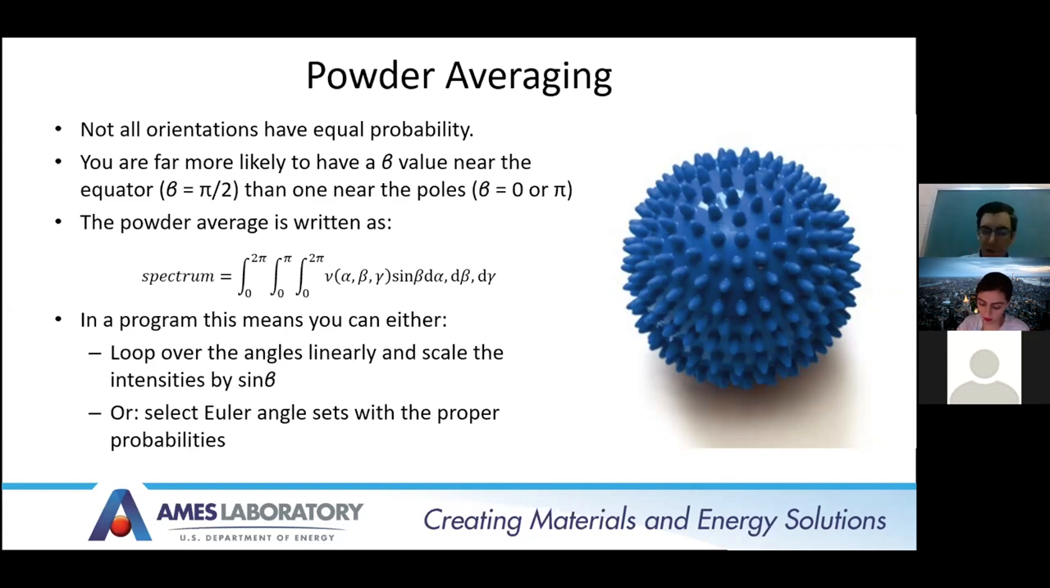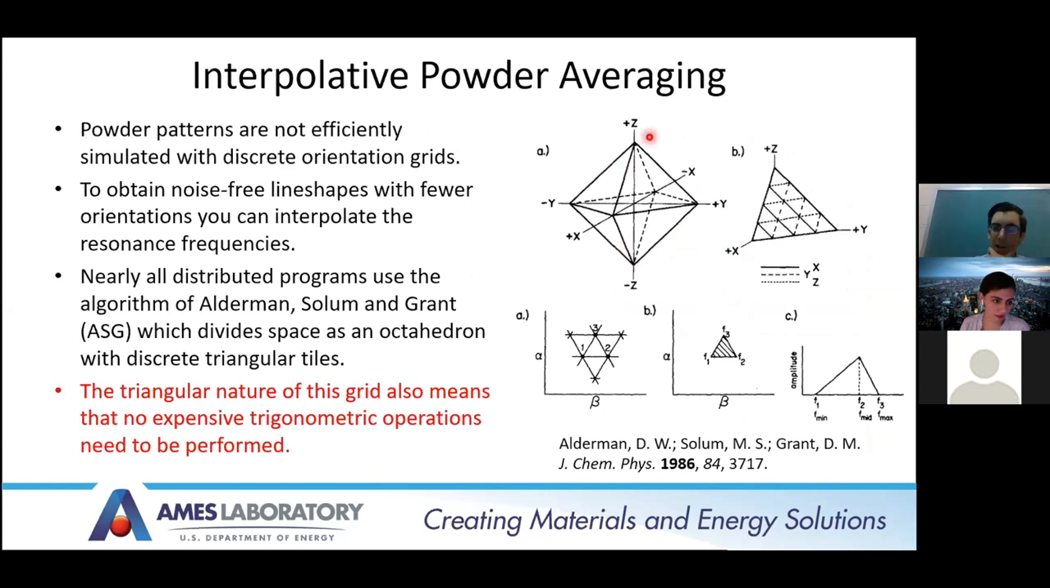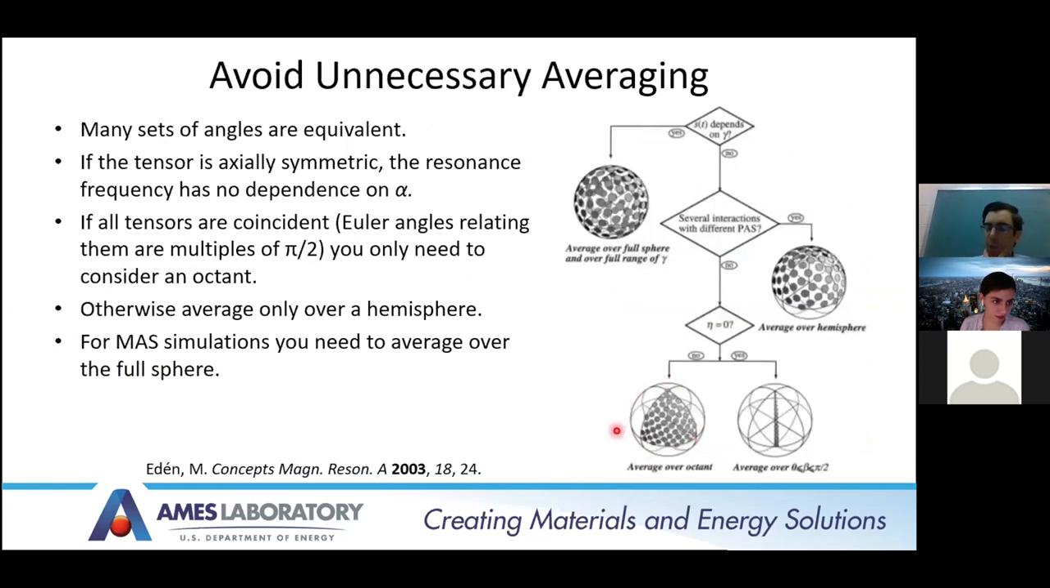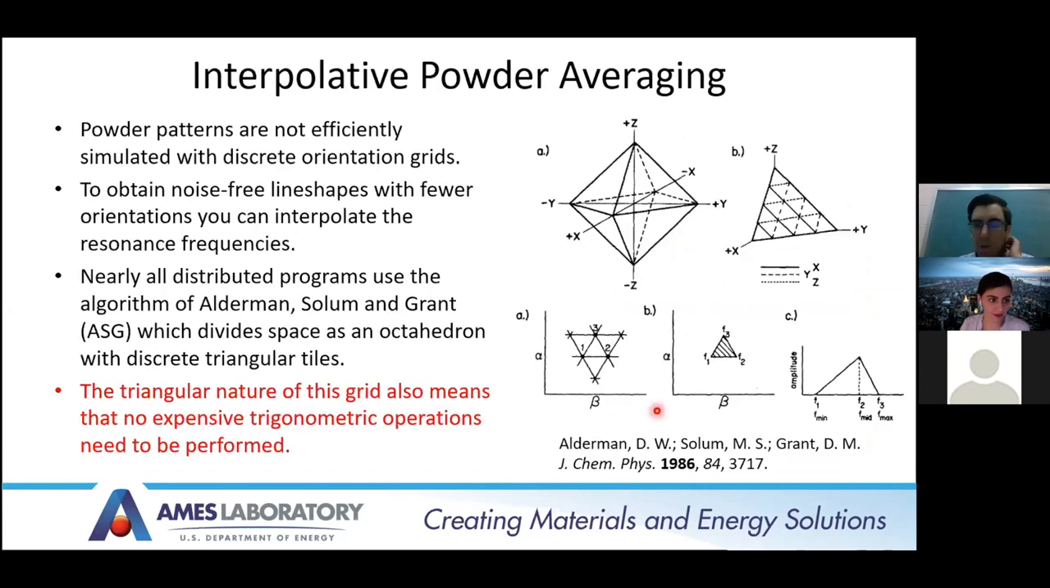So the limits, if I go here, I had this flowchart. For example, if you have this condition where you have one tensor and you only need to average over one octant of the sphere. With this Alderman-Solem-Grant powder averaging scheme, what this means is you only need to powder average over one face of this octahedron. The way that you would define the limits is you would define the number of triangle faces along each edge. So here you'd have an N of four, and you would calculate all the vertices between these different triangles. And so you can increase the amount of powder averaging by increasing the number of triangles that you're dividing this triangle into, if that makes sense.